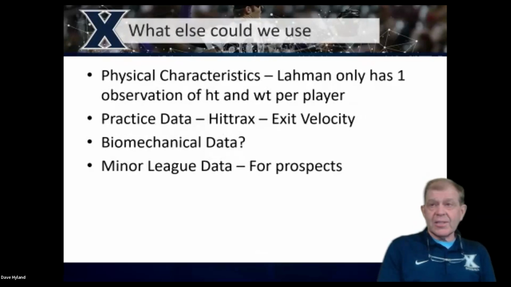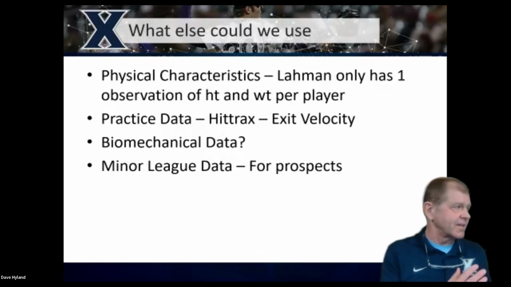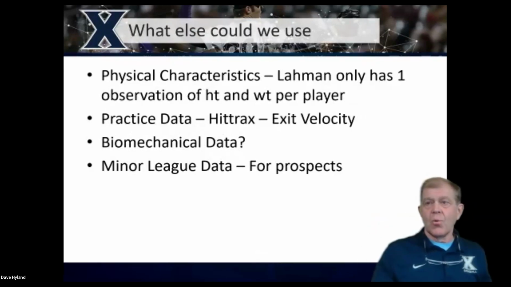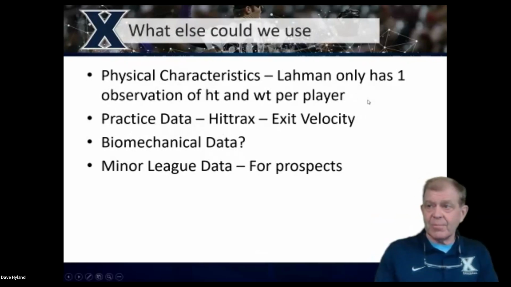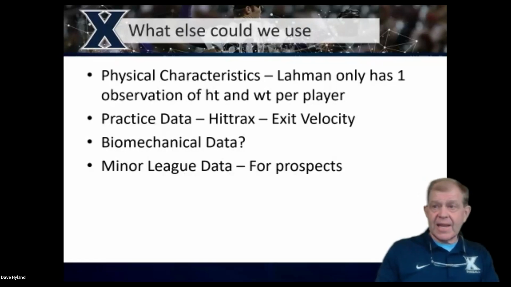Let's think about some other things we could use. We could look at physical characteristics of players. Lahman only has one observation of height and weight per player. It doesn't measure how they change over time. We could look at practice data, say practice like HitTrax data. We'd expect higher exit velocity players to have higher OPS. We could work in biomechanical data. We could look at minor league data.